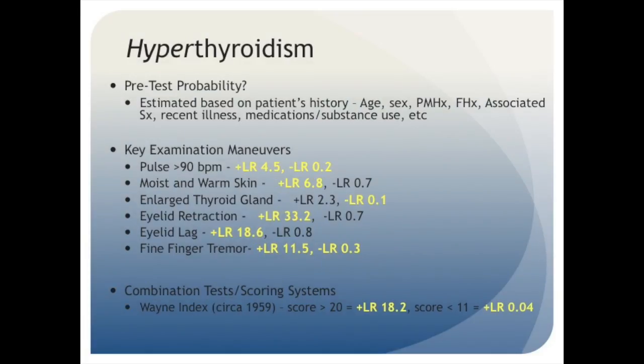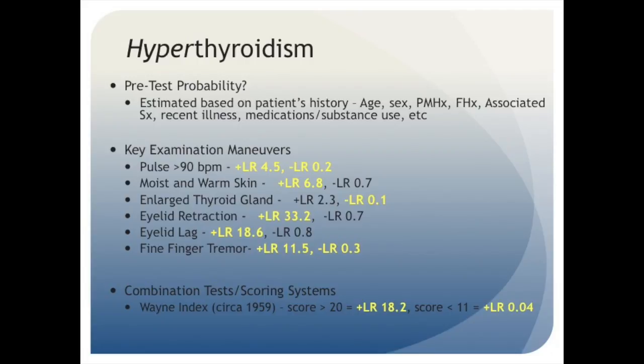Other evidence-based physical exam findings include moist and warm skin with a positive likelihood ratio of 6.8, and tachycardia, in this study defined as a pulse greater than 90, which has a pretty good positive likelihood ratio at 4.5 and a very good negative likelihood ratio of 0.2. Again, all very useful tools in assessing the patient who may have hyperthyroidism.